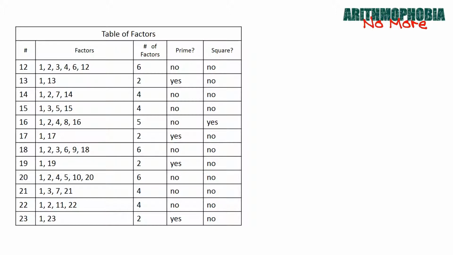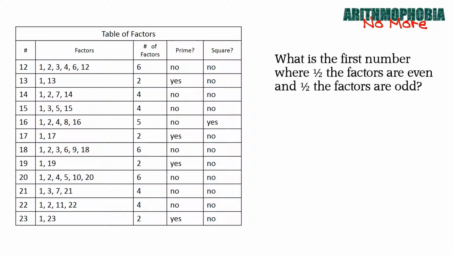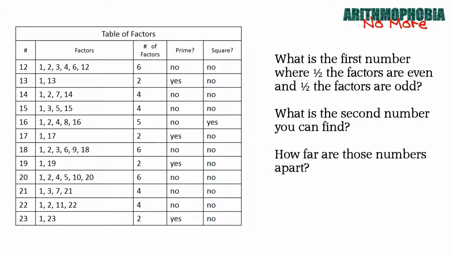Now, after we've looked at some square numbers, we can also look at numbers where half the factors are even and half the factors are odd. If we find the first number where half the factors are even and half the factors are odd, can we find the second one? And then we can count the spaces between those. Is there a pattern? And if there's a pattern, is it true? Does it hold true always? I mean, if you keep counting, how far does this go? Is it always this many apart?